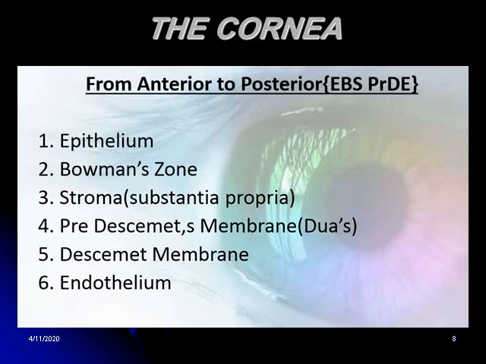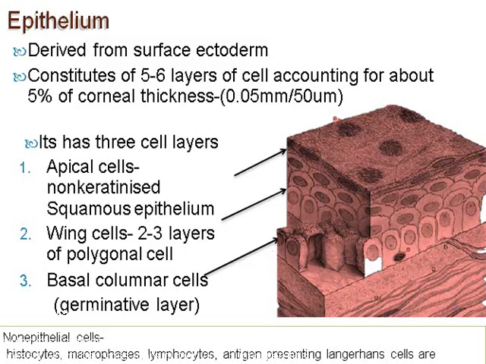When we speak on the layers of the cornea, we used to say that the cornea is made up of 5 layers, but recently an Indian scientist named Dua discovered that there is another layer of the cornea, which is the pre-Descemet's layer, or Dua's layer. So the cornea is actually made up of 6 layers: the epithelium, the Bowman's layer, the stroma, the pre-Descemet's layer, Descemet's membrane, and the endothelium. So we will come to each layer separately.